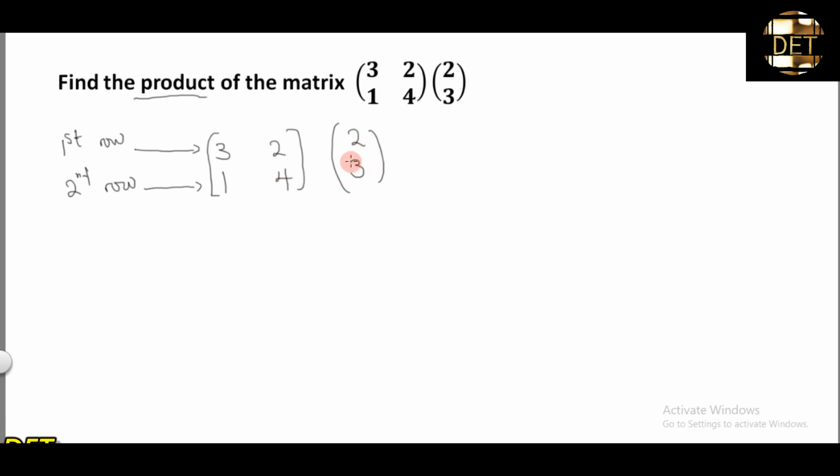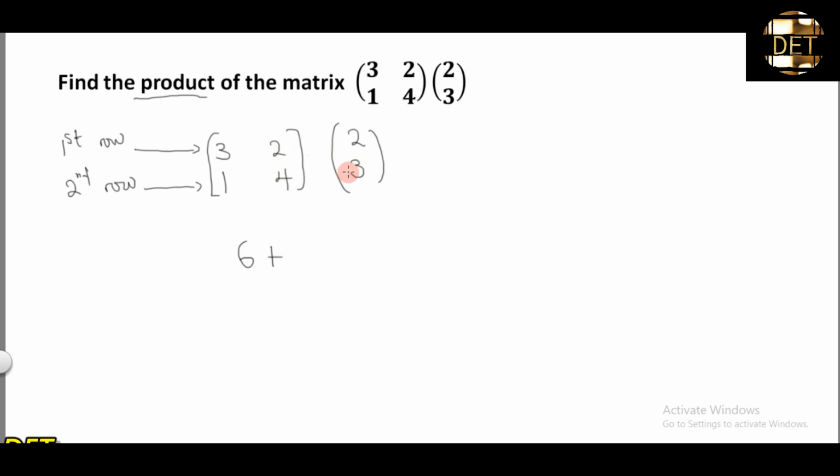Again, the rule states that you should multiply the rows of the first matrix with the column of the second matrix. The first row here, I have 3 and 2. The first member will multiply the first member here. So 3 times 2 will give me 6. First member for first member, second member for second member. So that will be 6 plus 2 times 3.